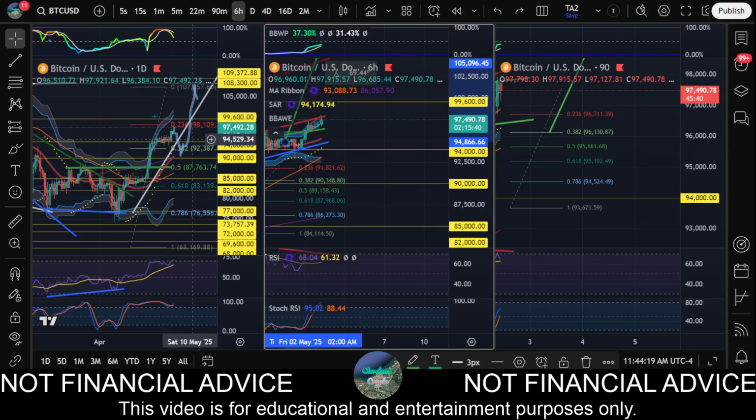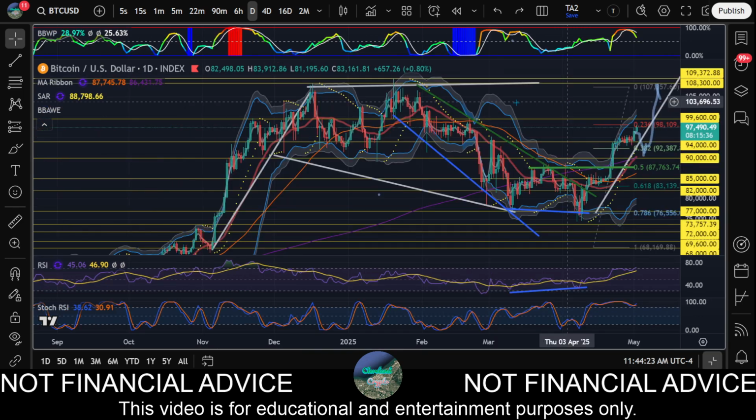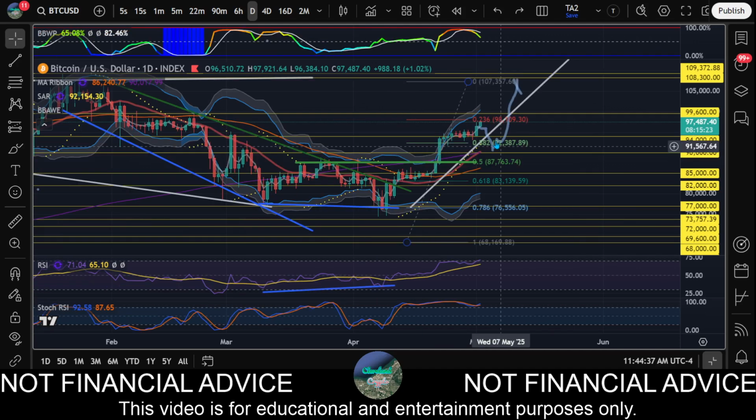All right, let's just take a quick peek at the daily, and then we'll call it a day. Here on the daily, things are looking good. I mean, yesterday closed bullish. We moved up. RSI is moving into overbought territory, though. Stokes are stuck in overbought territory, though. And I mean, this could continue.